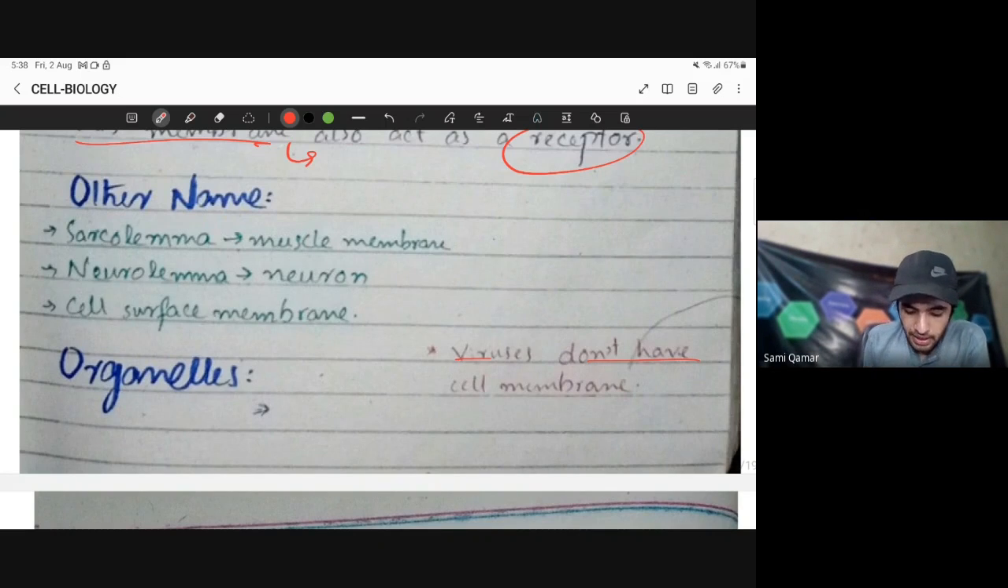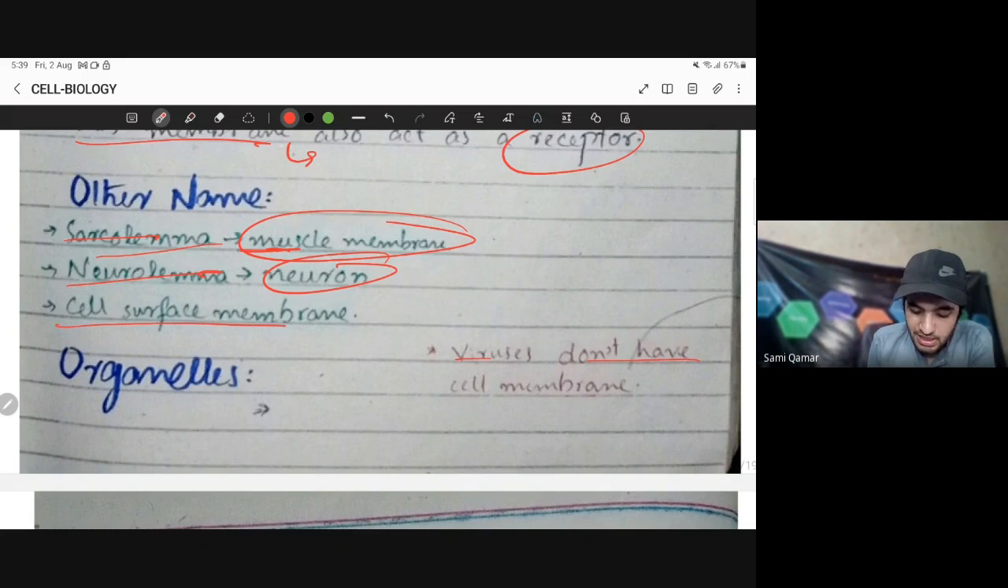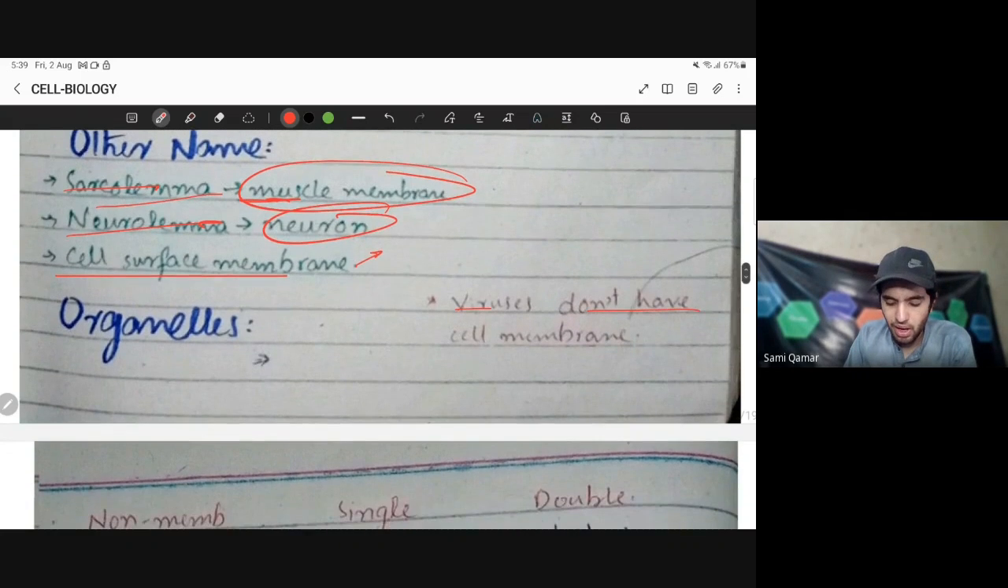Another name for the cell membrane: it is known as sarcolemma in muscle cells and neurolemma in neurons. We will study this in muscles as well as in neurons. It is also known as the cell surface membrane. It is comprehensively asked in IMAT, because IMAT Pearson books and A-level books cover the cell surface membrane comprehensively. It's not a very hard thing.